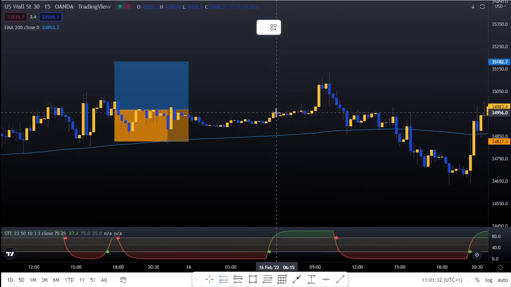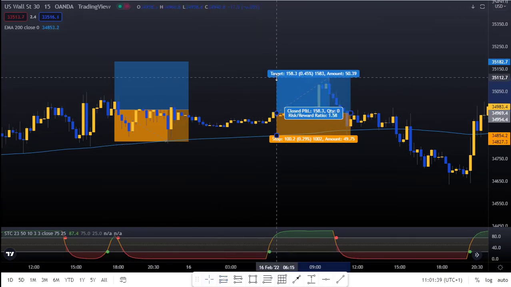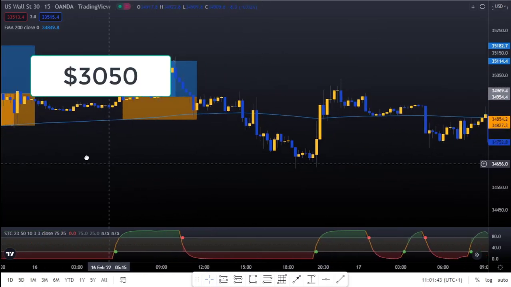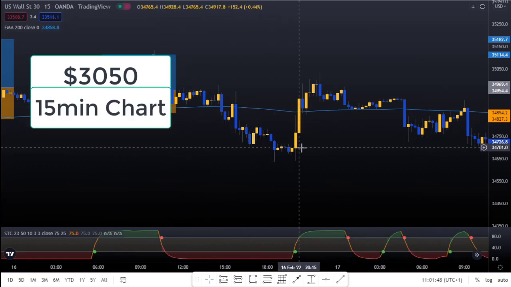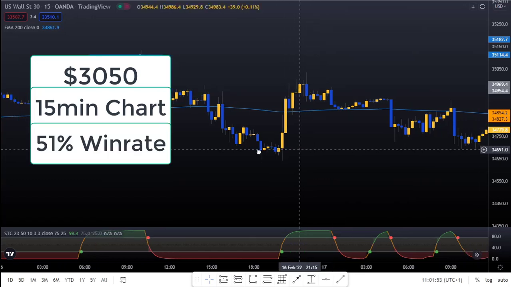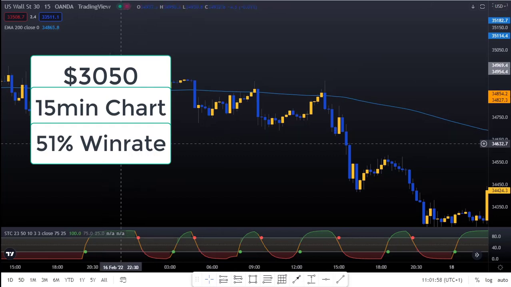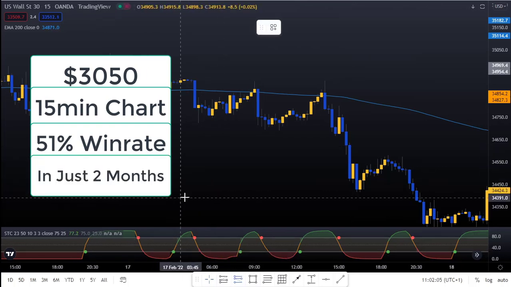So after 100 trade, this Forex trading strategy was able to make $3,050, okay, profit on a 50-minute chart with a win rate of 51% within 2 months after backtesting this trading strategy for 100 trade using a win reward ratio of 1 to 1.5. Note this was done just to show you why backtesting a trading strategy is super important.